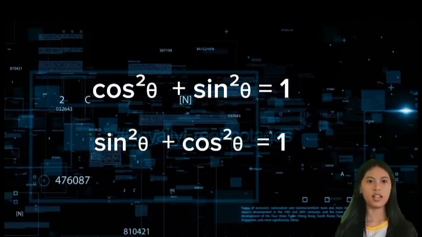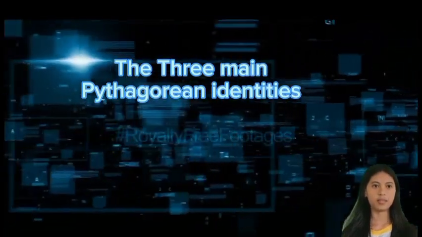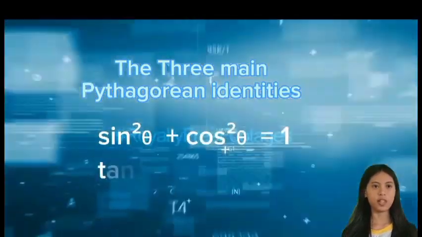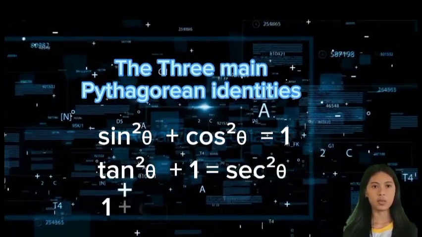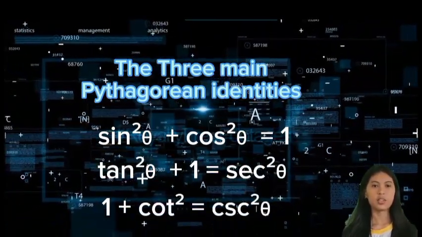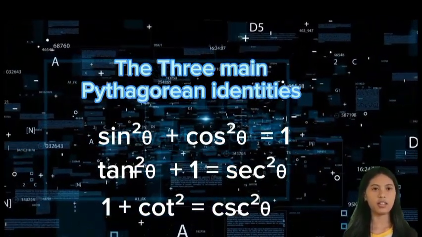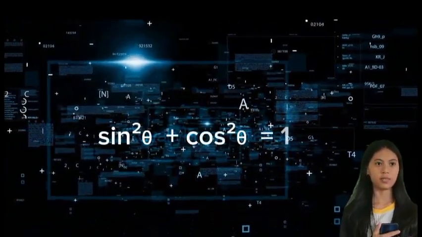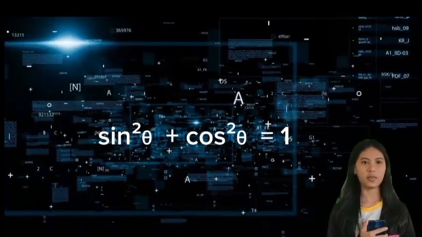From this Pythagorean identity, we can form other Pythagorean identities. The three main Pythagorean identities: sine squared theta plus cosine squared theta equals 1. Tangent squared theta plus 1 equals secant squared theta. 1 plus cotangent squared theta equals cosecant squared theta. By these identities, we can form other identities. The first main Pythagorean identity: sine squared theta plus cosine squared theta equals 1.